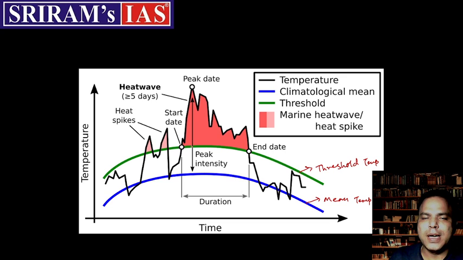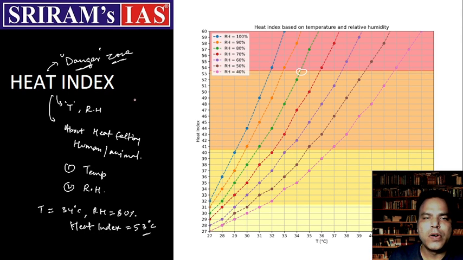The time for which the heat wave prevails is called the duration, and the number of times that heat waves occur is called the frequency. The amount of temperature change from the threshold level gives you the peak intensity of the heat wave. So three major characteristics of heat waves have been observed: frequency, intensity, and duration.